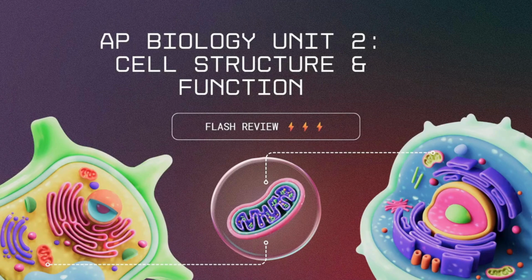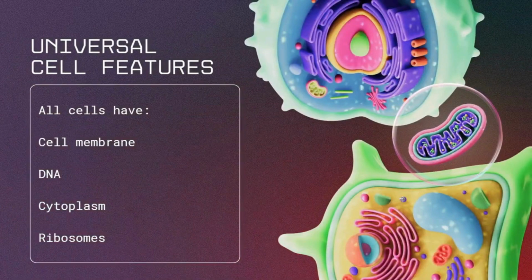Today we're going to be doing AP Bio Unit 2, Cell Structure and Function Review. So, universal cell features. Every single cell on Earth, from bacteria on your sink to neurons in your brain, has 4 things minimum: a cell membrane keeping everything together, DNA for instructions, cytoplasm to hold it all, and ribosomes to build proteins. If a cell doesn't have these, it's not a cell.